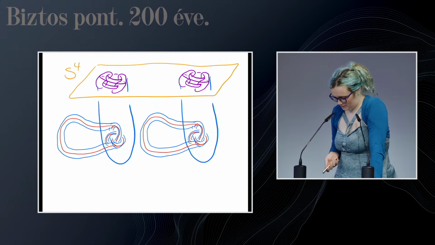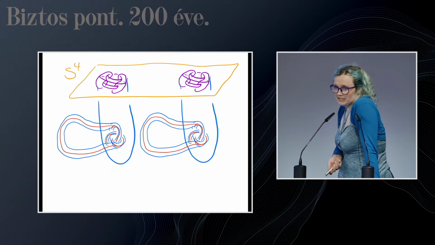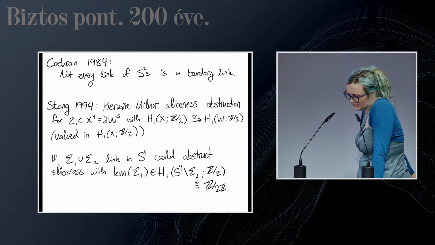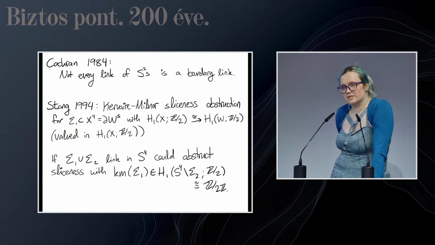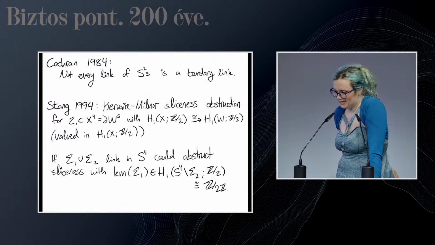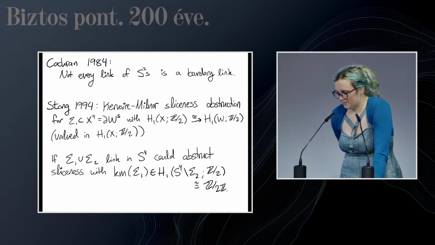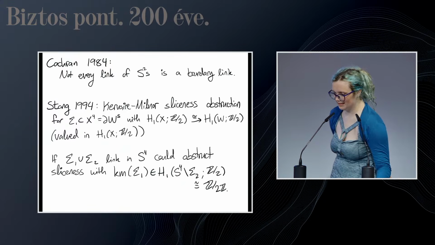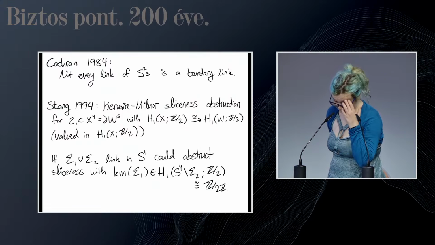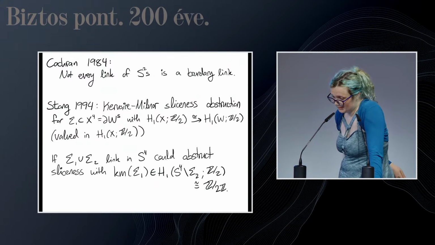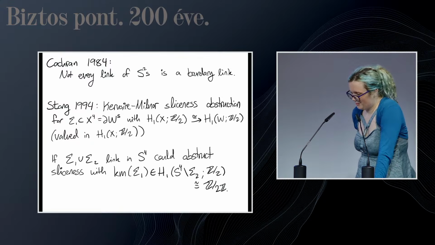So unfortunately, that can't be a strategy towards answering this question. In the 1980s, Cochran showed that not every link of S2s is a boundary link. He gave an algebraic obstruction to being a boundary link. This is a paper that has so many citations. There are some interesting constructions also in this paper and some related papers he wrote at the time, interesting knots and links of two spheres. So, okay, you can't do that.